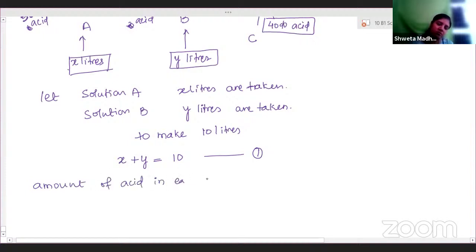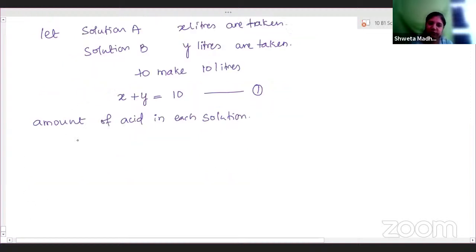In each solution, the first one has 50% of acid, so 50% of X and 25% of Y. When we mix, it will become 40% of 10 liters. We take this much acid from the first and this much acid from the second, and altogether it has become 40% of 10 liters of solution.